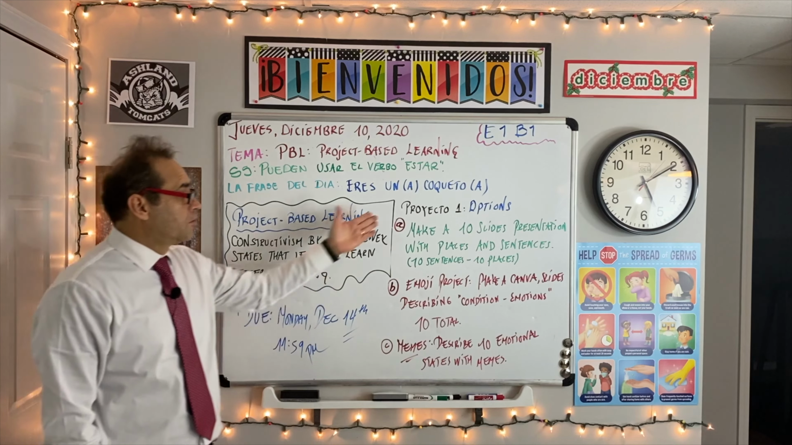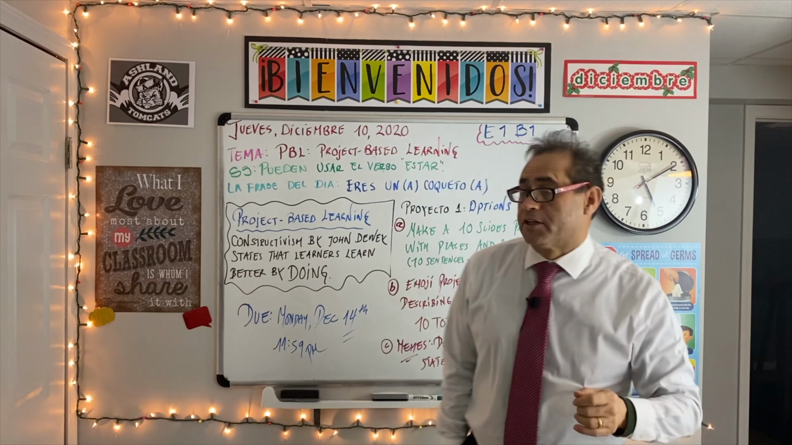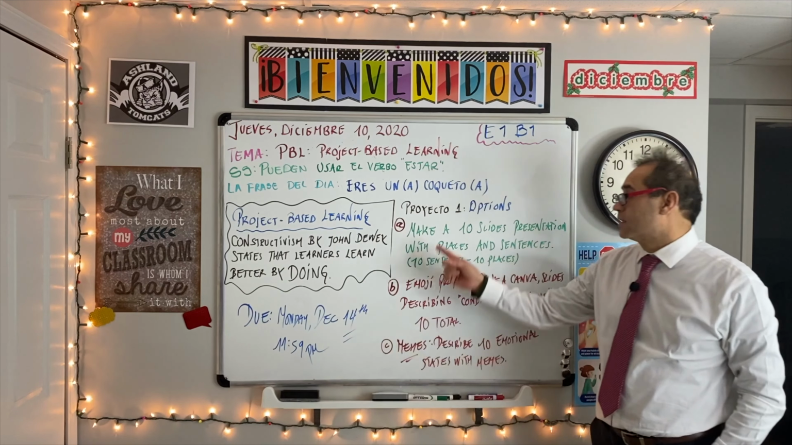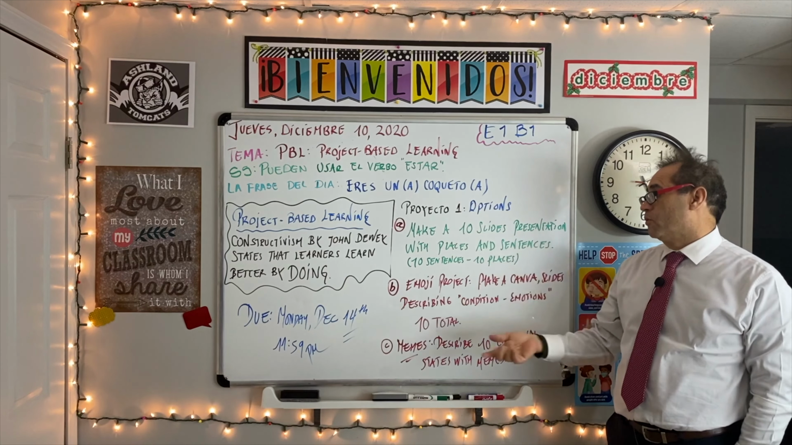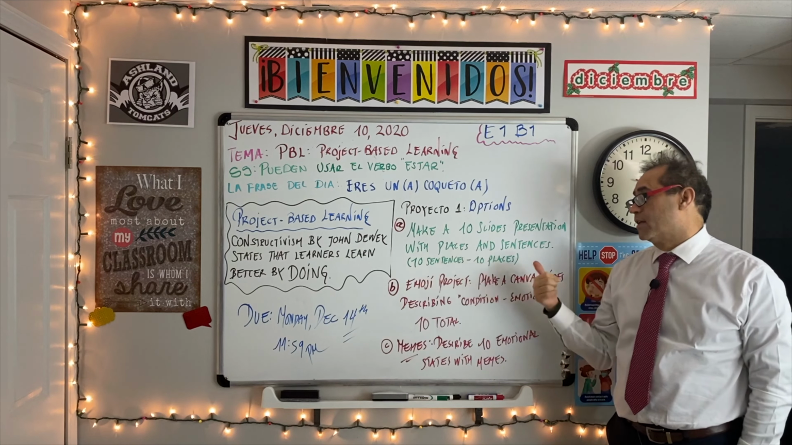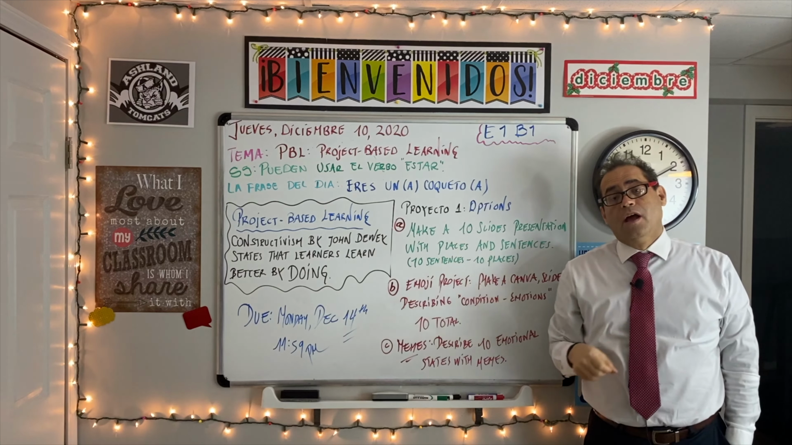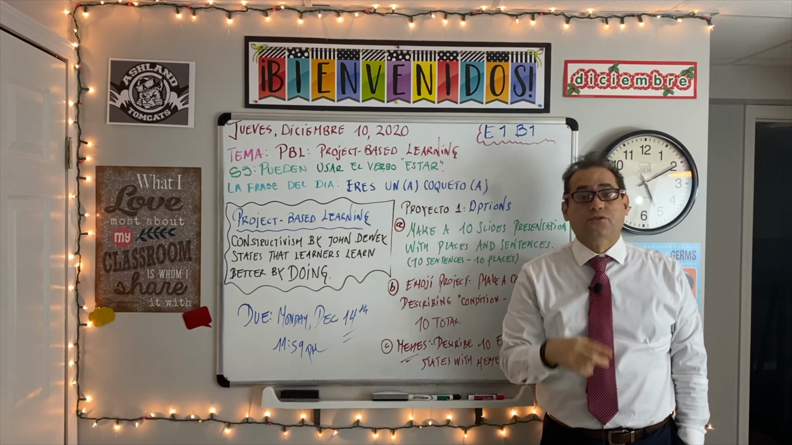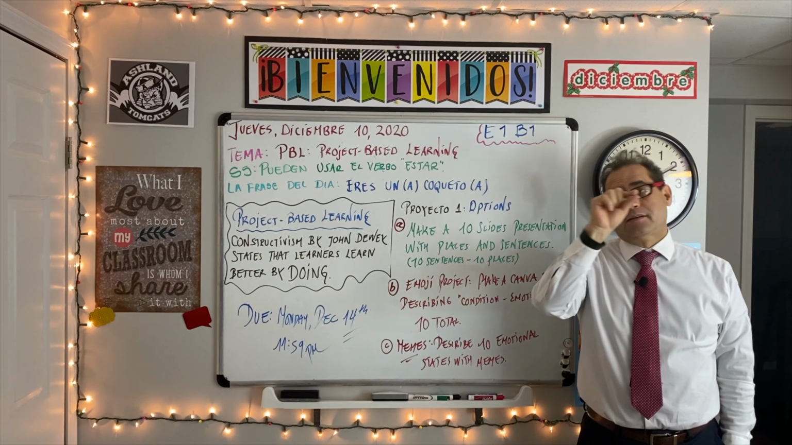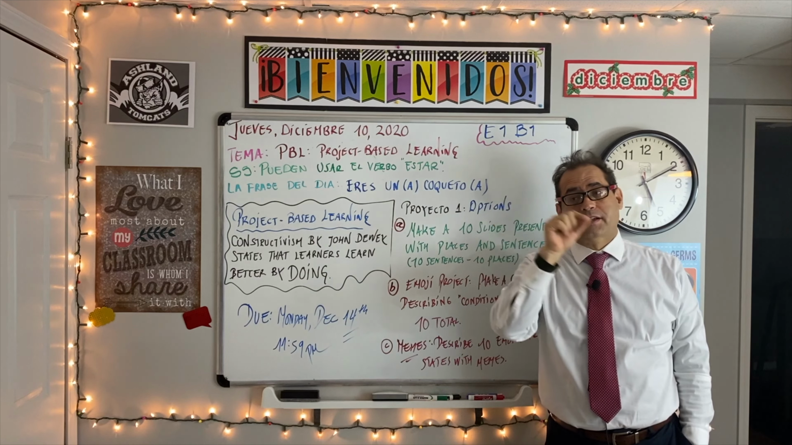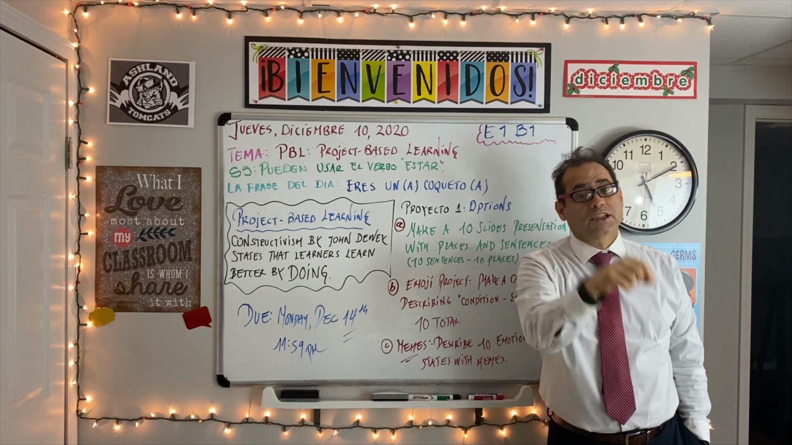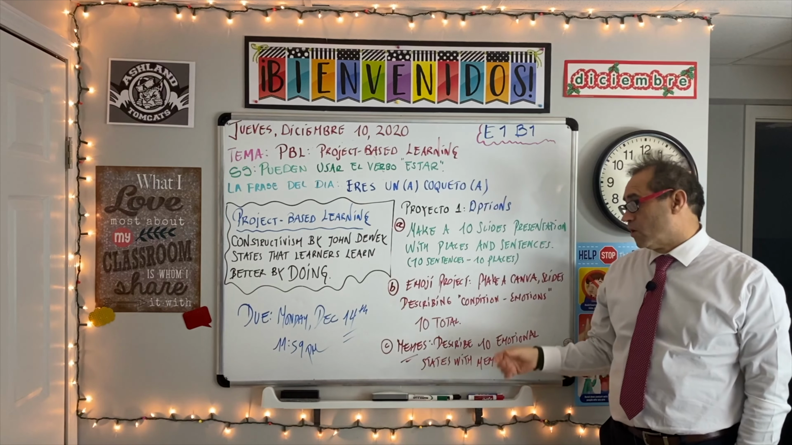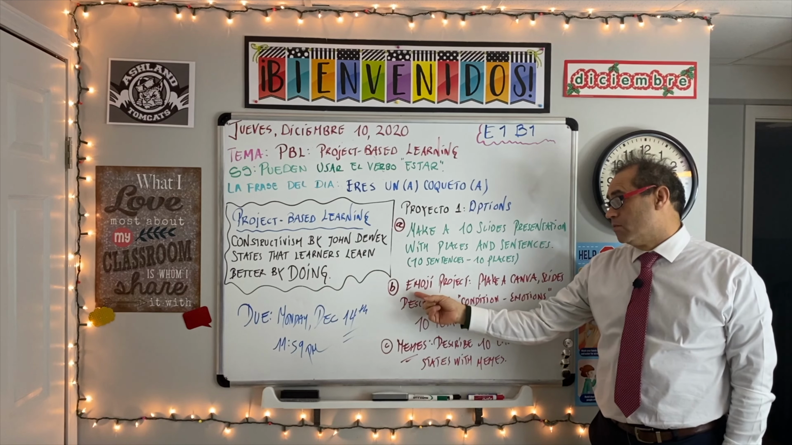So here we've got some projects to do today. The first project that came to my mind is to make a 10-slide presentation with places and sentences. 10 sentences and 10 places. You're going to open a slide presentation. You can use Canva or Google Slides. Just one slide, one person, and then the place and the sentence. She is at the hospital, she is in the school, and that's it. 10 slides, 10 things.